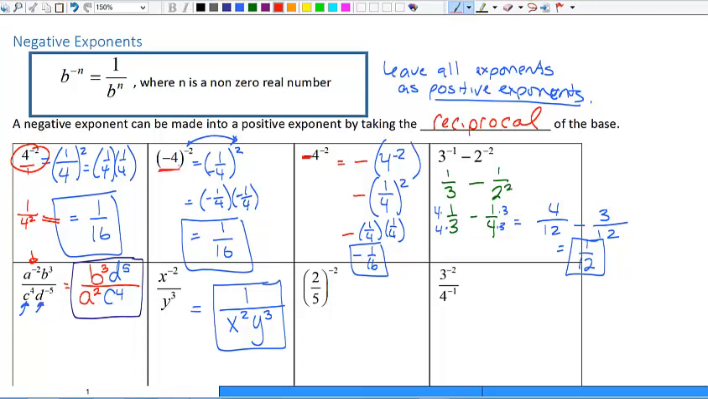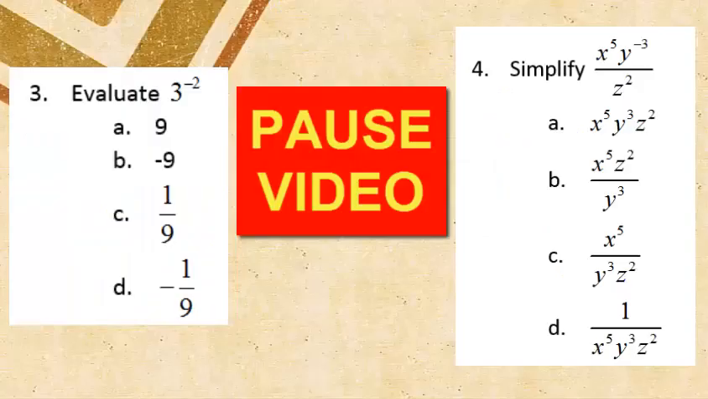On the next problem, I have -4 to the -2. If I wanted to, I could just say, oh, he's not happy where he's living. He was living in the numerator. Let's put him in the denominator. So we have 1 over -4 squared, which turns out to be 1/16. So you can do it either way.